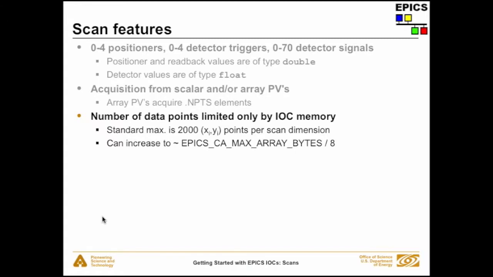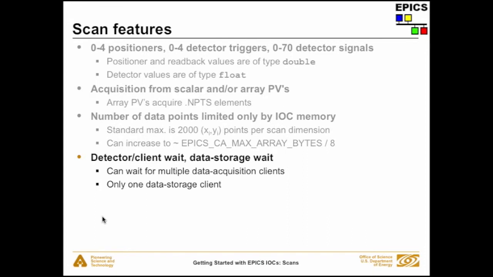The number of data points is limited by IOC memory. It used to be 2,000, and that limitation was imposed by channel access. But if you set EPICS_CA_MAX_ARRAY_BYTES to something larger than 16,000, you can take more data points than that. I think the most that's ever been taken on an actual beamline is something like 300,000 or so. There's a detector client wait, which I think is probably ignorable. That has been overtaken by events. And there's a data storage wait that's taken up by saveData.